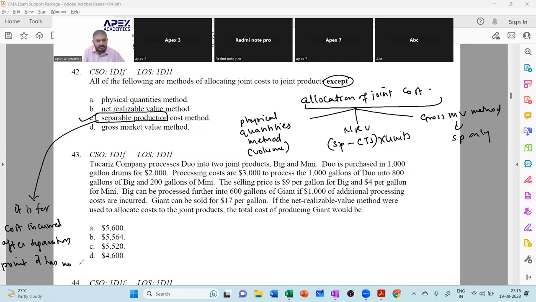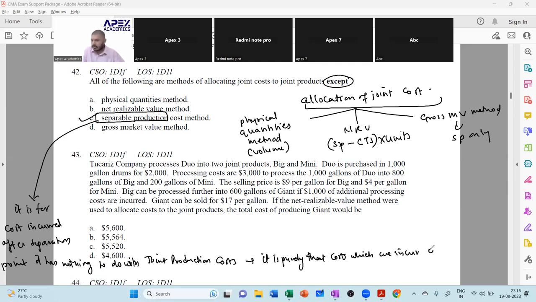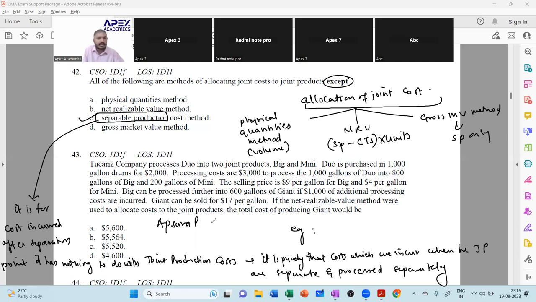It has nothing to do with joint production costs. It is purely that cost which we incur when the JP are separated and processed separately.